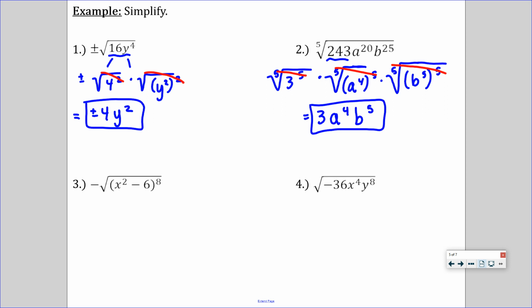Okay, this one's a little trickier. Let me show you what you can't do. Don't write this down. You can't split it up like this, because there's parentheses. Really we're trying to think of how we could write this as a perfect square. If I do 8 divided by 2 in my head, I could rewrite this as a power of 4, and that's being squared.